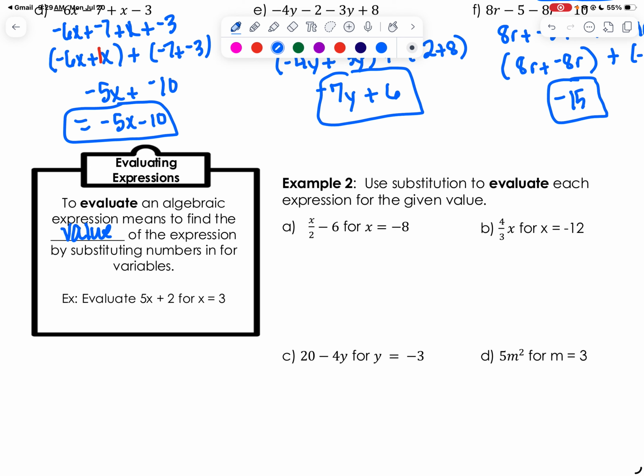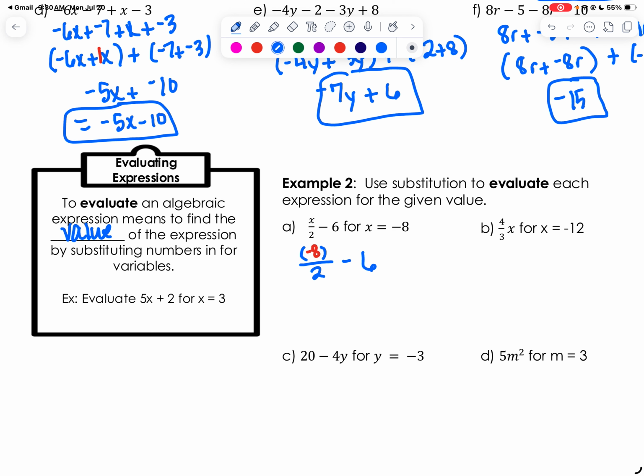If they don't, then there's no way you can find the value of an algebraic expression without knowing what the value is. So in problem A, we have x divided by 2 minus 6, and they want us to evaluate this for x equals negative 8. What you'll do is write your original expression and replace the x with parentheses. Then you'll substitute in whatever they told you the value of x was. Then you evaluate that.